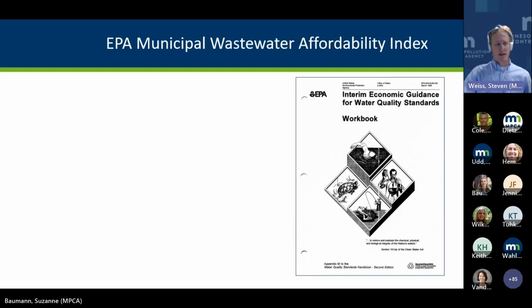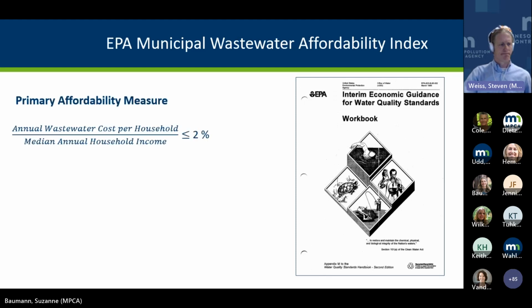Our analysis for individual variances closely follows federal economic guidance. Could you advance one more? For municipal wastewater facilities, affordability is evaluated through a primary and a secondary measure. For the primary affordability measure, if annual wastewater costs per household divided by median household income is less than 2%, the project is deemed affordable. If it's greater than 2%, it's not affordable.